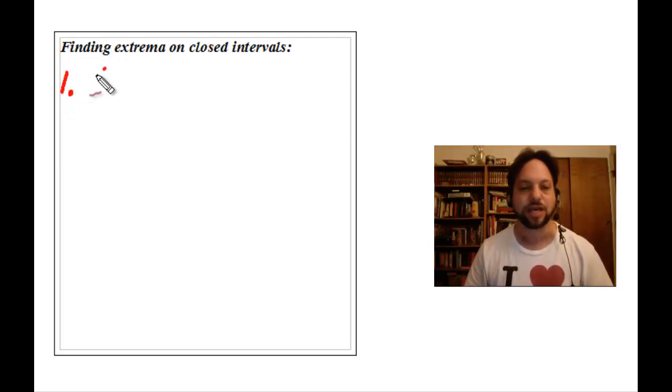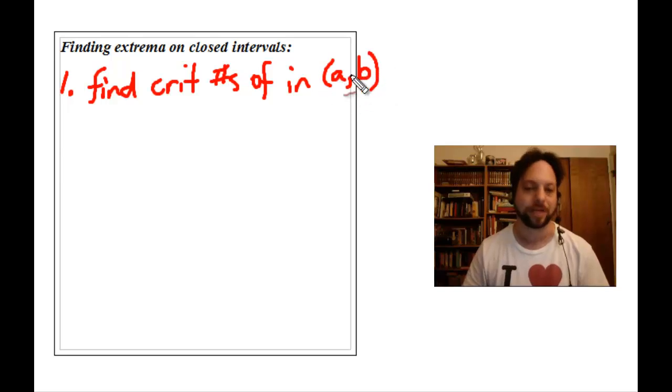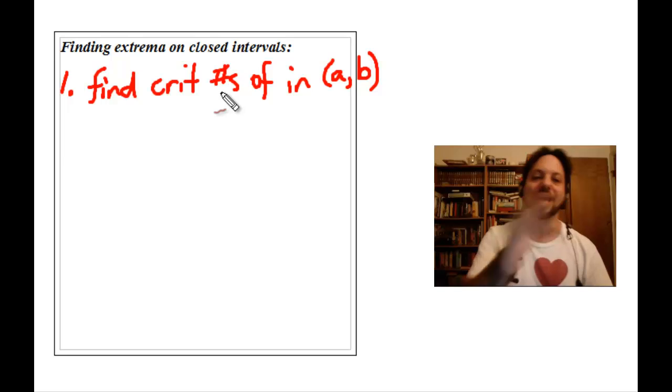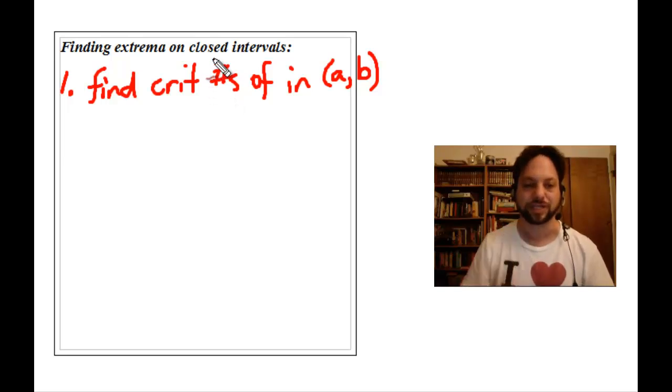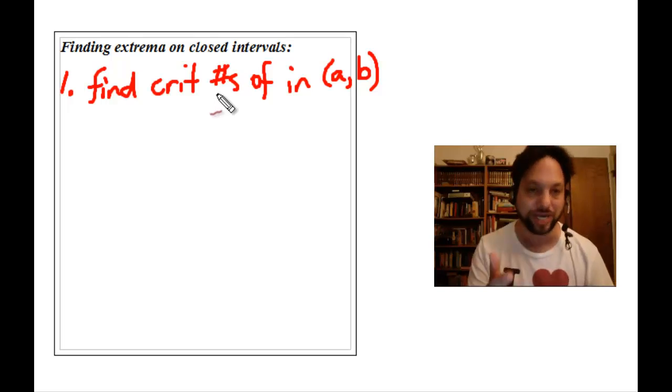My first thing is I try to find all the critical numbers of f inside the interval a comma b. Now notice this is an open interval. Critical values are not going to exist on the endpoints of the interval necessarily, because I can only approach those from one direction.